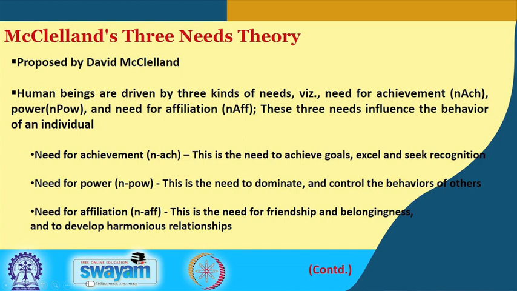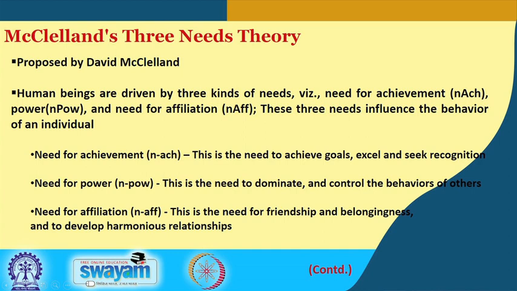The next theory is McClelland's three needs theory, which was proposed by David McClelland. According to McClelland, human needs can be of three kinds, and human beings are driven by these three kinds of needs: need for achievement, need for power, and need for affiliation. These three needs influence the behavior of an individual.